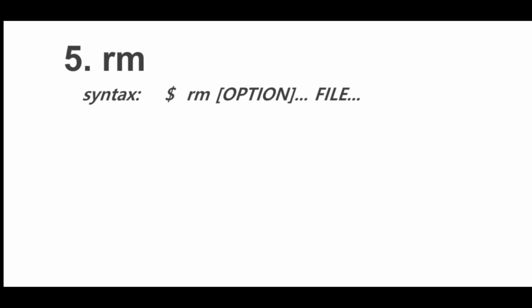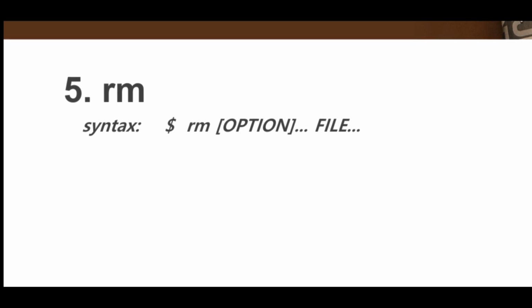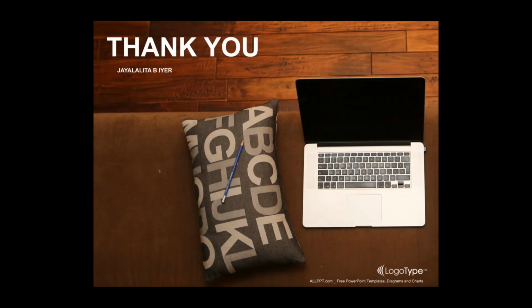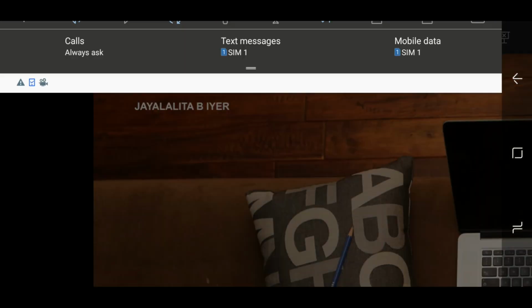Now the last one that we need to understand is the rm command. This command is used to remove files or directories. This is how the syntax runs: rm options file. This is all about the theory. We will move on to the practical and try to understand it.